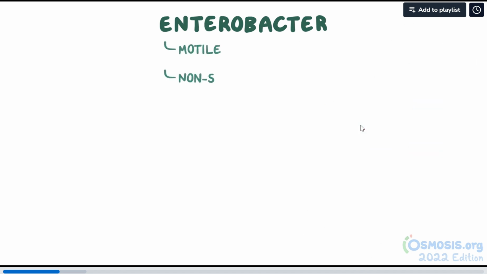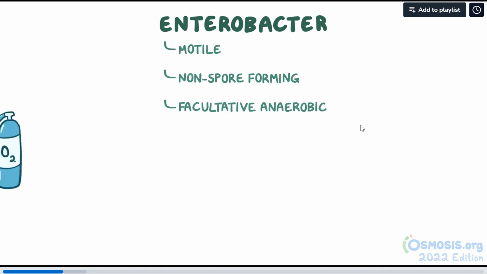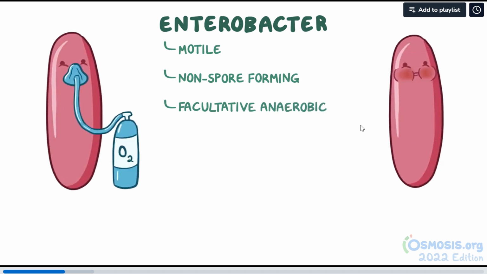Enterobacter is motile, non-spore-forming, facultative anaerobic, which means it can survive in both aerobic and anaerobic environments, and oxidase negative, which means it doesn't produce an enzyme called oxidase.